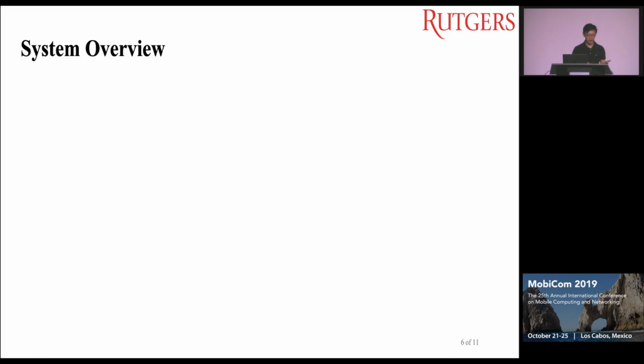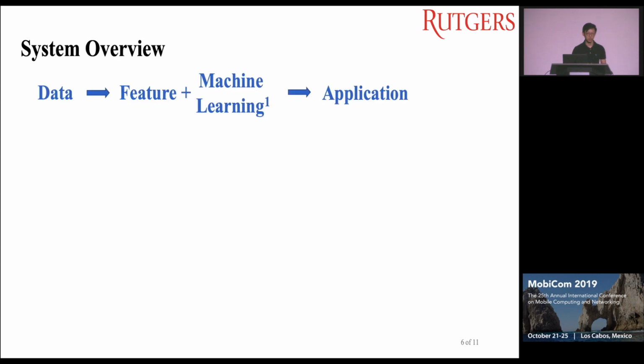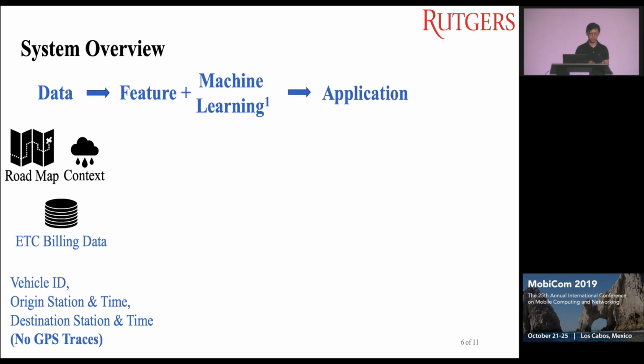To address these challenges, we designed a data-driven system consisting of 3 key components. The first one is the data. For the data part, we utilize a roadmap, the context information, and also the ETC billing data. For each record in the ETC billing data, we have the vehicle ID, the origin station and time, and the destination station and time. Here we do not have any GPS traces from the vehicle.